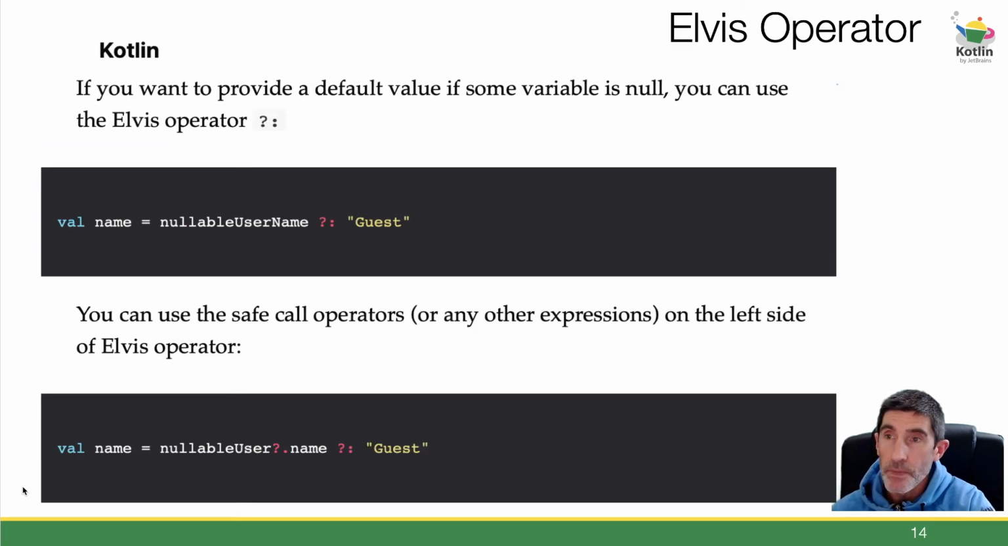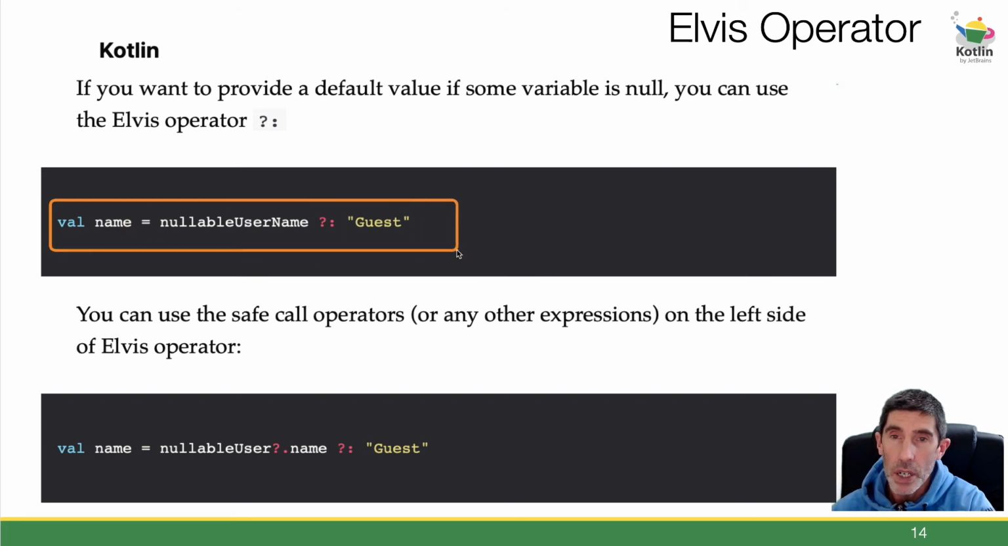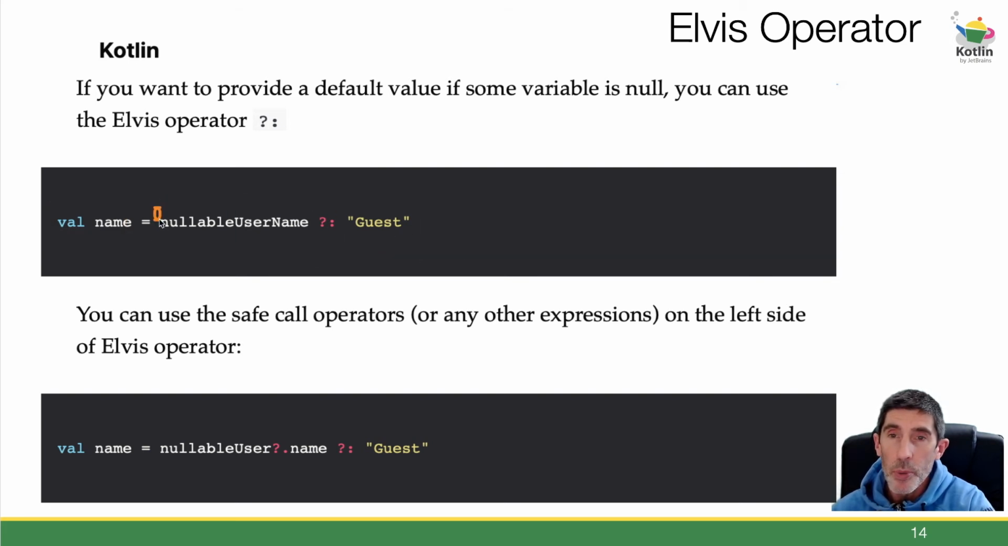Just to talk a little bit about the Elvis operator, we would have covered this in the syntax section. If you want to provide a default value if some variable could be null, you can use the Elvis operator. So we say something like this: we declare our val name, there's what we're checking, and if that happens to be null, we assign it the value guessed instead. Otherwise, obviously assign whatever this value is to this variable here.